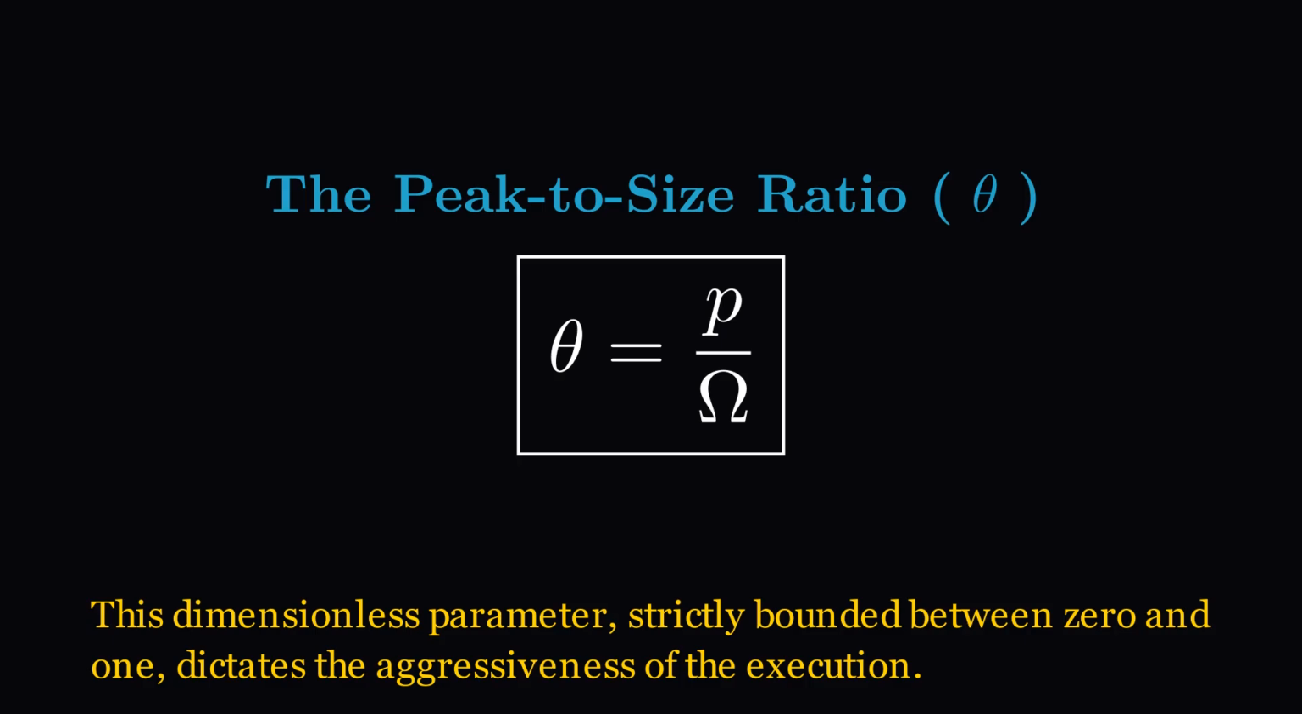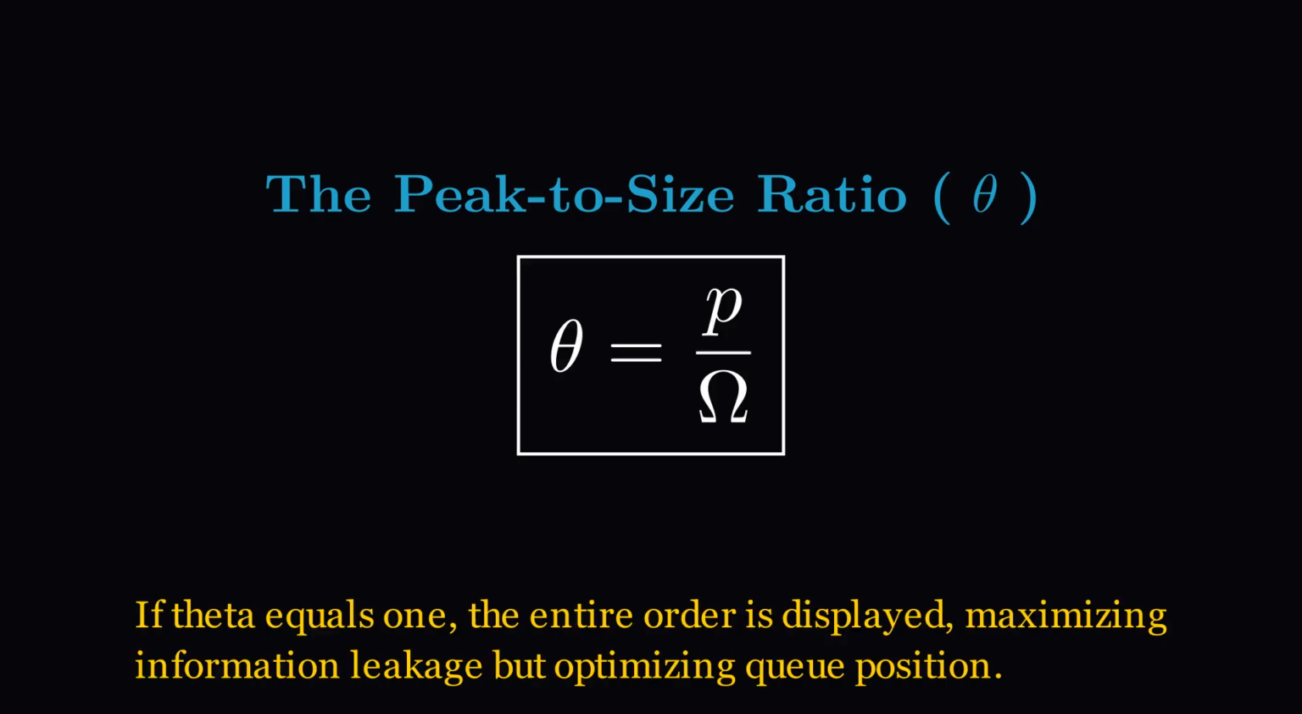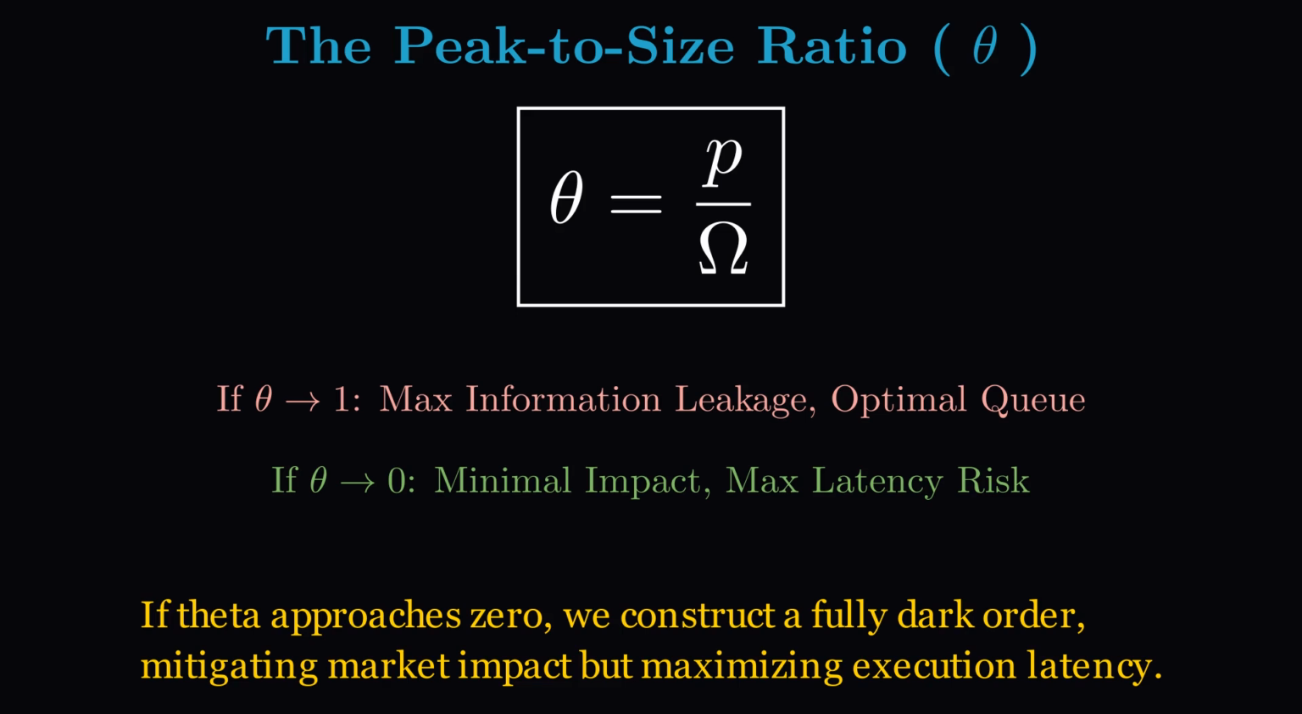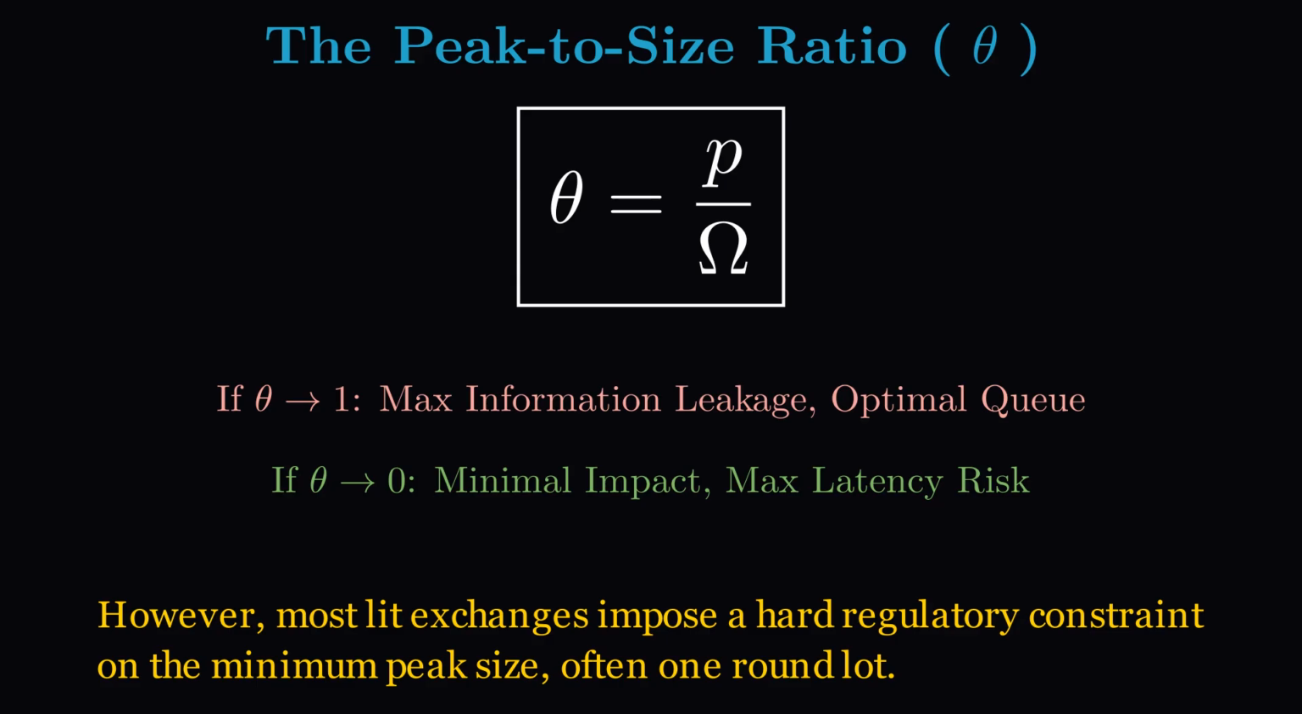This dimensionless parameter, strictly bounded between 0 and 1, dictates the aggressiveness of the execution. If theta equals 1, the entire order is displayed, maximizing information leakage but optimizing queue position. If theta approaches 0, we construct a fully dark order, mitigating market impact but maximizing execution latency. However, most lit exchanges impose a hard regulatory constraint on the minimum peak size, often one round lot.